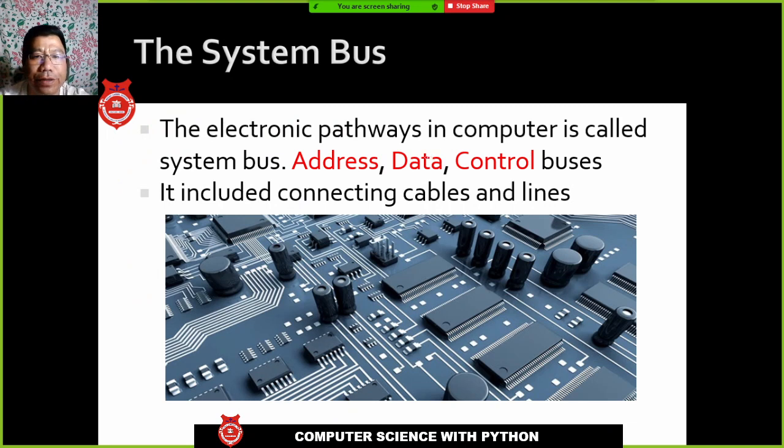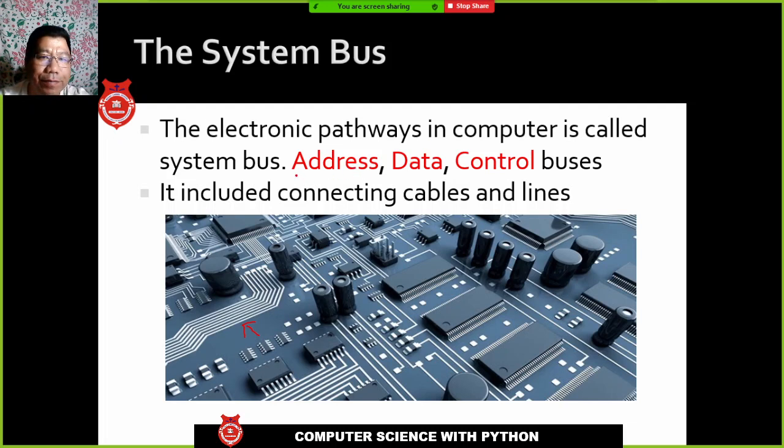Now let's go to the last part of the first lecture. It is the system bus. Inside your computer motherboard, there are different connecting lines like this, and these are known as the system bus. System buses are nothing but the connecting lines that connect the different computer parts.